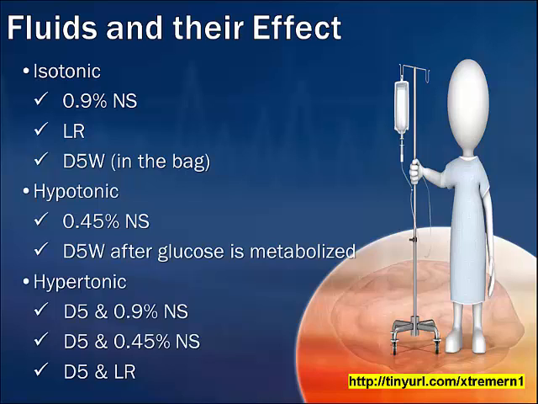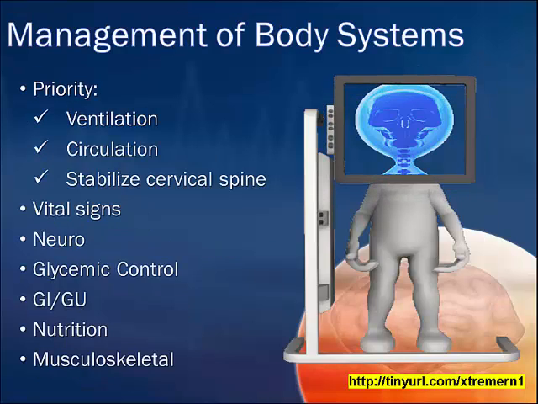Hypertonic causes fluid shift out of the cells. When a cell is placed in a hypertonic solution, the water diffuses, moves out of the cell, and causes the cell to shrivel. Airway is a priority.